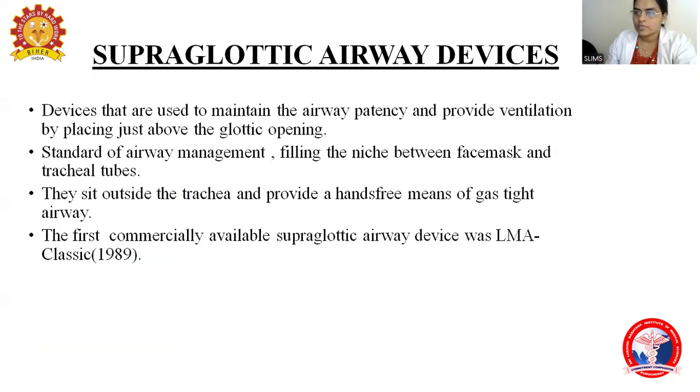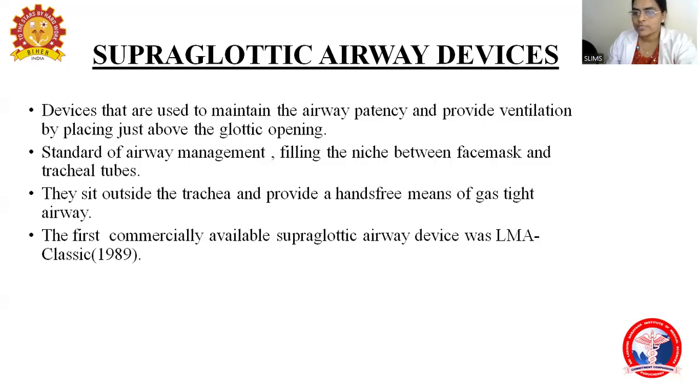So, what is a supraglottic airway device? These are devices that are used to maintain airway patency and provide ventilation by being placed just above the glottic opening, so as to maintain the patency of the airway in difficult situations. They are a standard of airway management, filling the niche between face masks and tracheal tubes. It is the instrument that falls in between the face mask and the tracheal tube, like a bridging device between the face mask and endotracheal intubation.